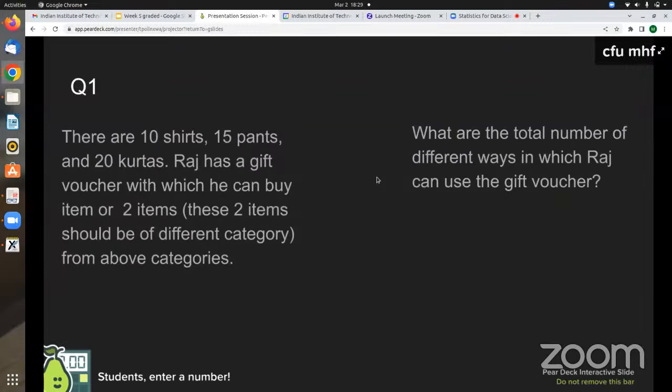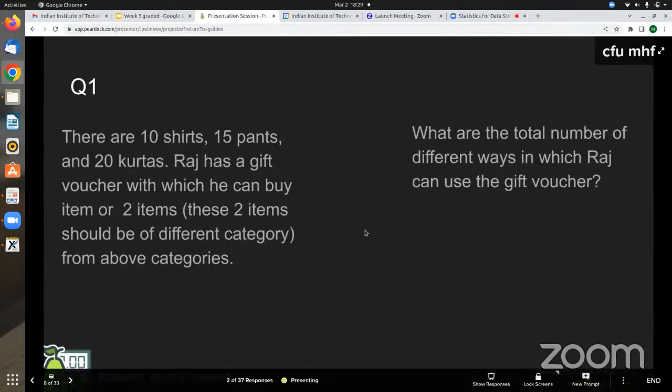Now this is question one. There are 10 shirts, 15 pants, and 20 kurtas. Raj has a gift voucher with which he can buy one item or two items. So you understand here he can buy either one item or he can buy two items. Now you have to find the total number of ways, so you have to be careful. In the first question, we found the number of ways he can buy one item. In the second question, we found the number of ways to buy two items. Now the question is, he can either buy one item or two items. So how many ways are there?